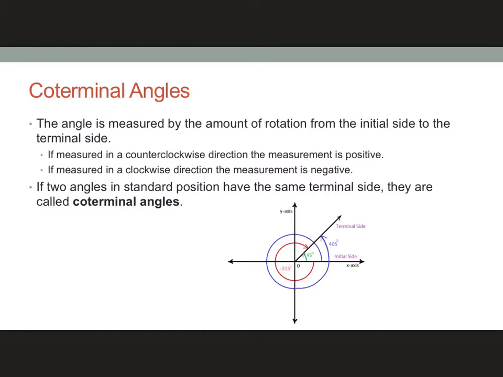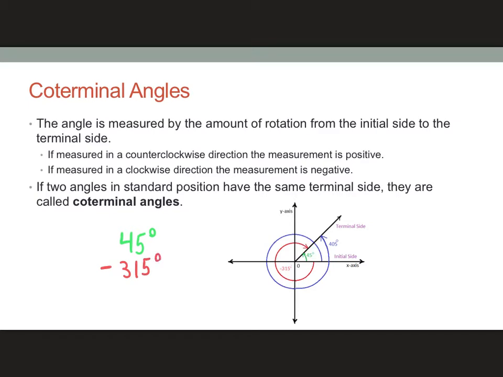If the angle is measured in a counterclockwise direction, the measurement is positive, and in this case, it is 45 degrees. If the angle is measured in a clockwise direction, the measurement is negative. In this case, it is negative 315 degrees.